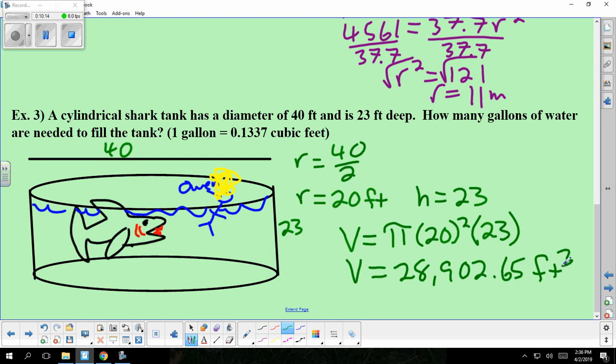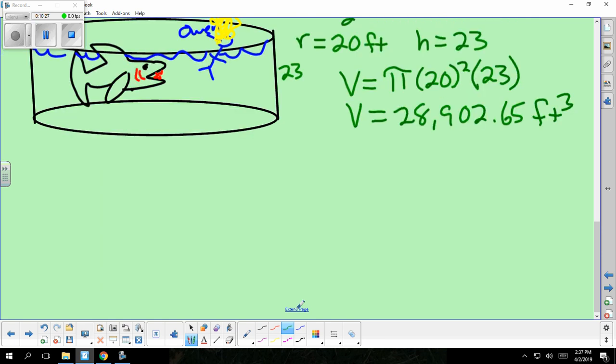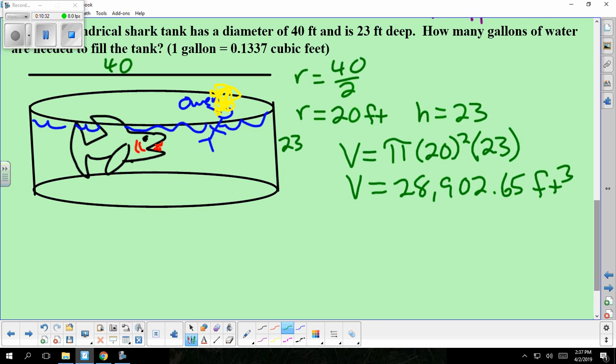cubic feet of water. Well, we don't measure water in cubic feet. We measure it in gallons in America. So what I'm going to do is go ahead and solve for how many gallons of water it would take. Some of us can see that we just divide it. But remember that idea of proportional reasoning we looked at back in chapter 7. We can set up a proportion to solve for this.